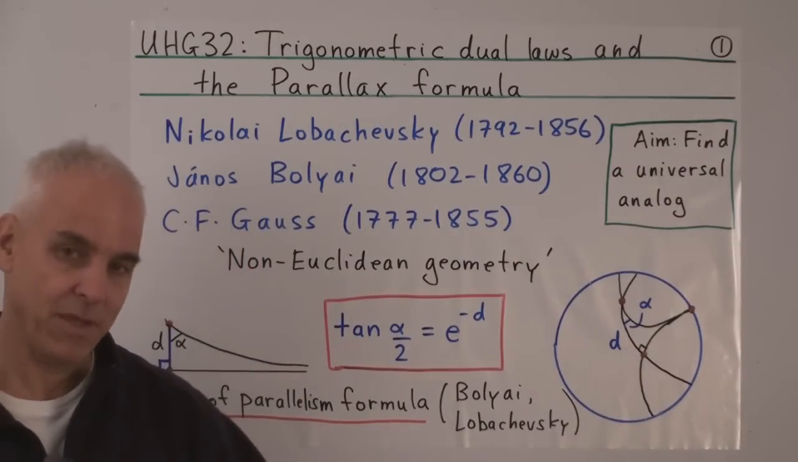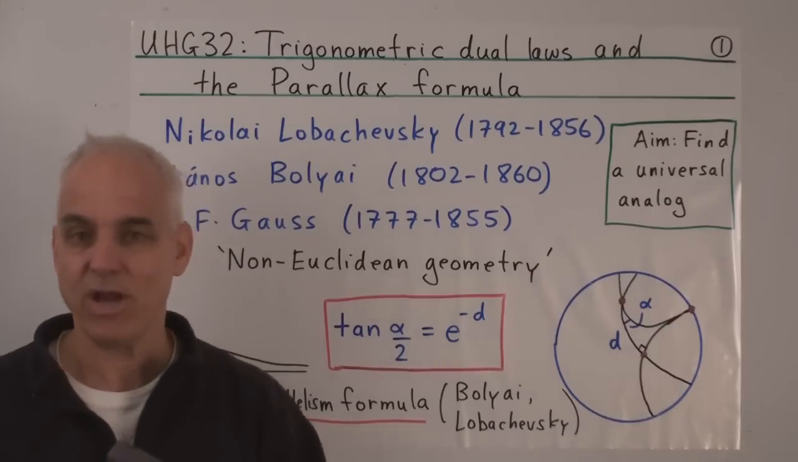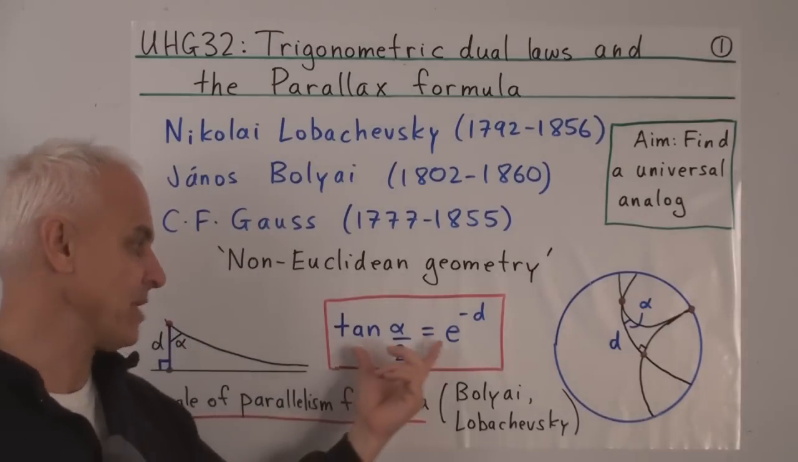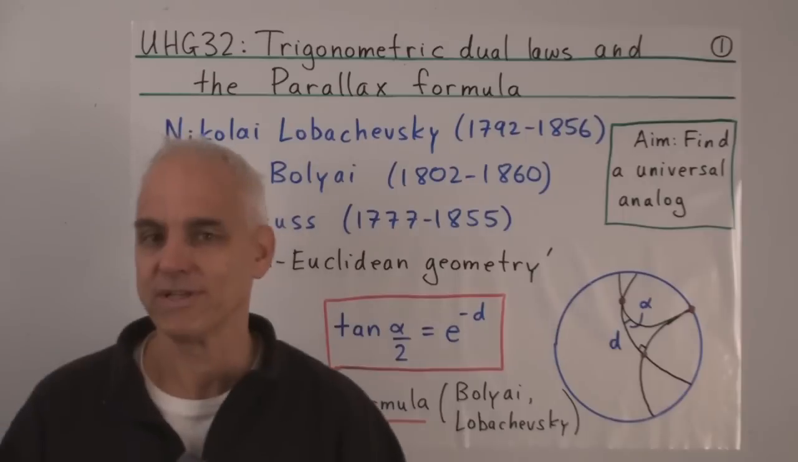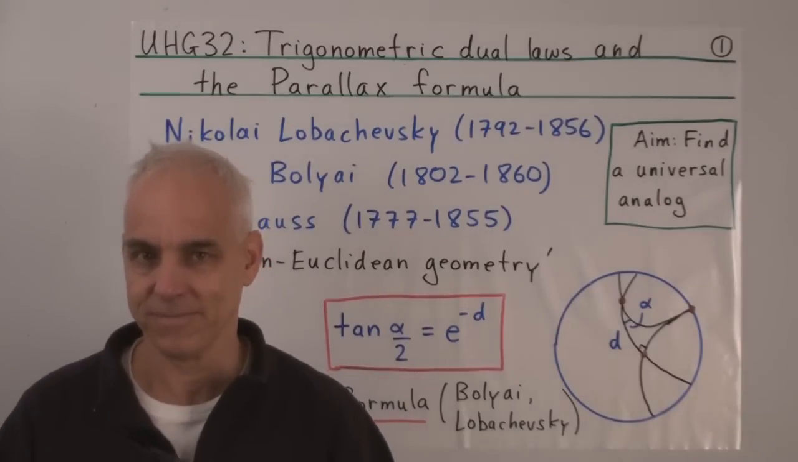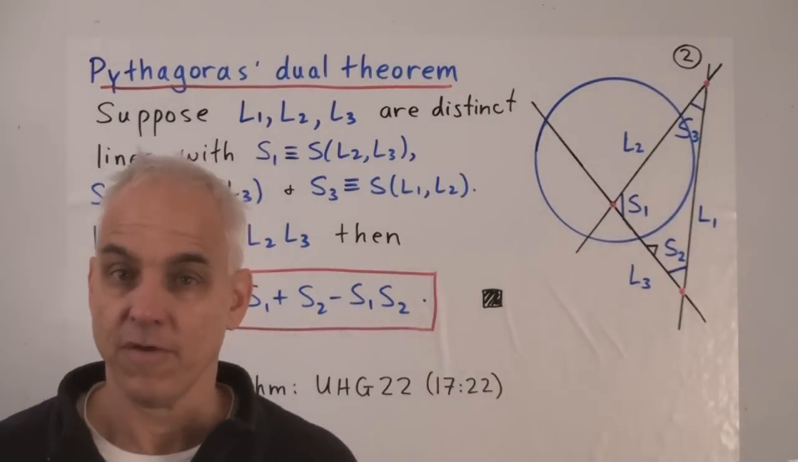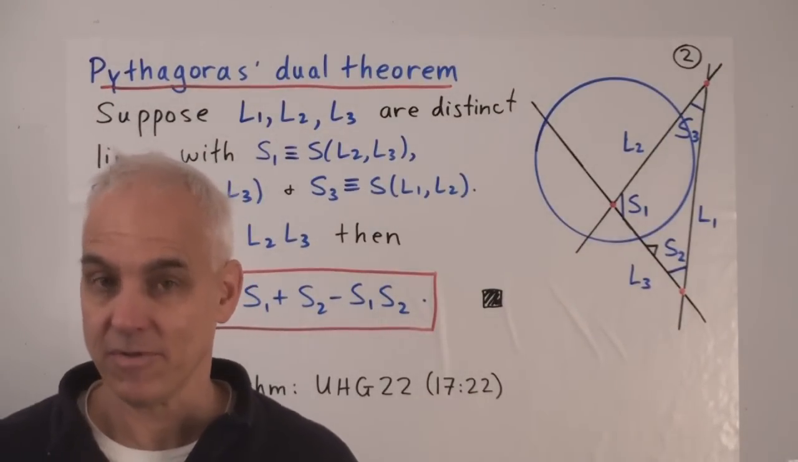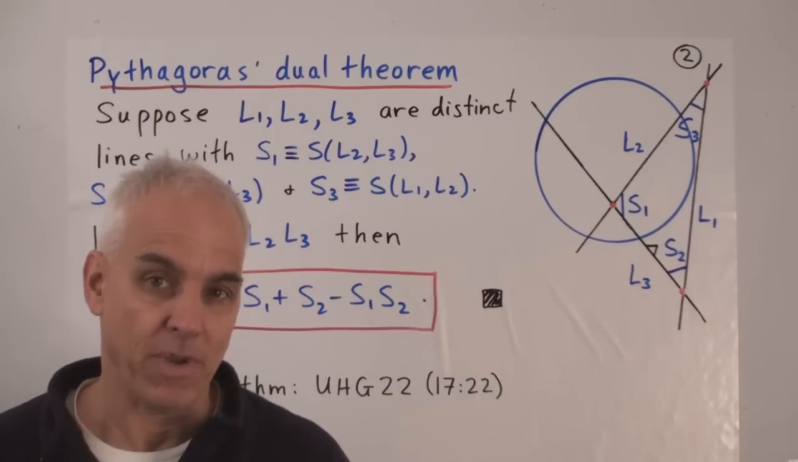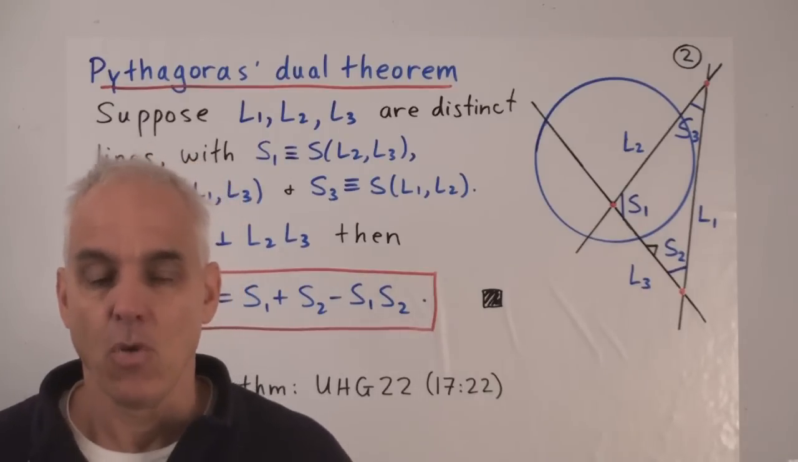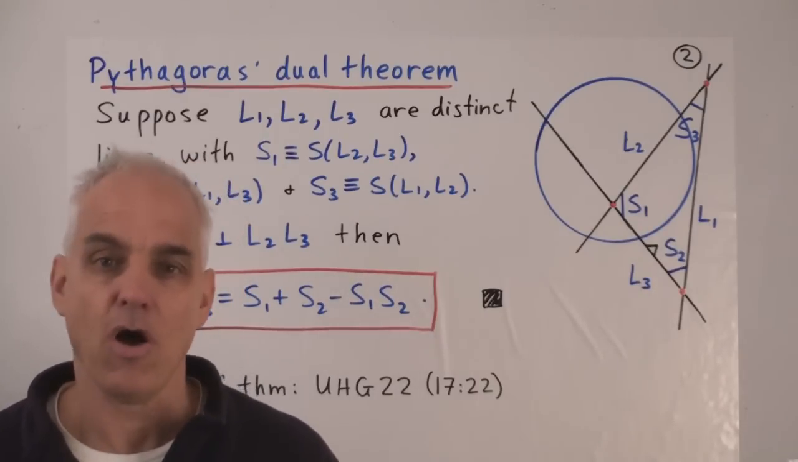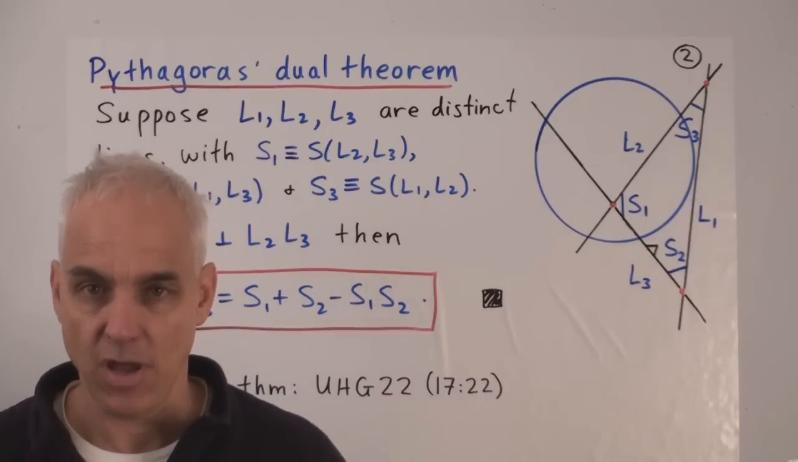So what happens when we move to quadrances and spreads? We get a much more beautiful and much more simple formula. In proving this analog of the angle of parallelism formula, which I call, by the way, the parallax theorem, we're going to need a dual of one of the trigonometric laws.